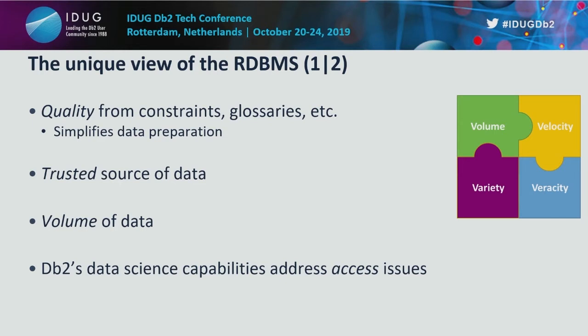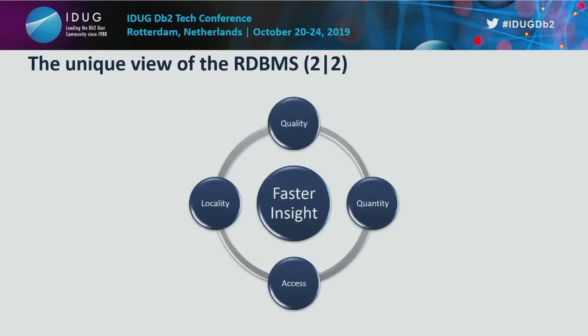And the last thing there is that Db2 in particular has some data science capabilities built in, which I'm going to touch on later, that allow us to address some of these access issues. So instead of bringing Db2 data to the data scientist, we can bring the data scientist to the data and have them do some of their tasks there. When we take that, we have quality and quantity and access, and I'm going to talk about locality briefly now as well. But all that allows us to generate faster insight, or faster time to value.